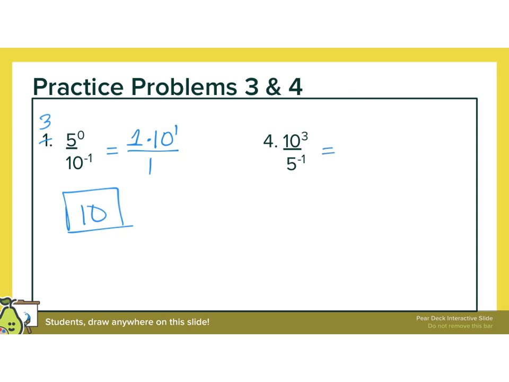For this one, 10 cubed is going to stay where it is because it's positive, times, I'm going to push this up, 5 to the first, leaves me just with a 1 in my denominator. I don't have to write that. 10 cubed is 1,000. 1,000 times 5 is 5,000. Final answer. That's it. You're just pushing things to the numerator or the denominator, depending on where they are, to make them positive, and then you just simplify.